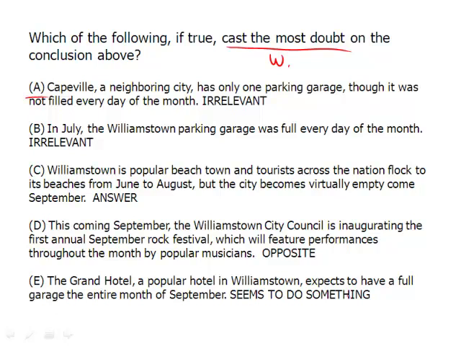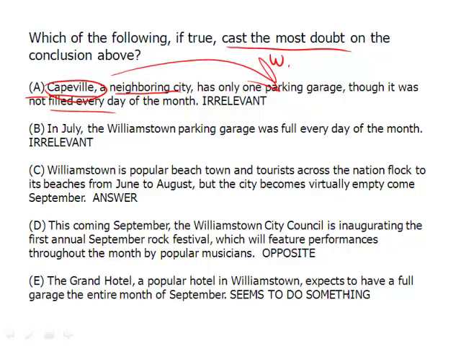So let's start with A. Capeville, a neighboring city, has only one parking garage, though it was not filled every day of the month. So we're dealing here with a different city. Who cares if it's neighboring? Notice as well that it says, oh, it has only one parking garage, and it wasn't filled every day of the month. And so you may think, oh, well, it shows that Capeville isn't a very popular place to be, and maybe next month no one's going to come over here to Williamstown. However, wait a second. Capeville could be a completely different city. Capeville could be a boring industrial city that's next to the nice beach town of Williamstown. We don't know. It could be all of these things. What it is not is relevant. It is not relevant to the conclusion.